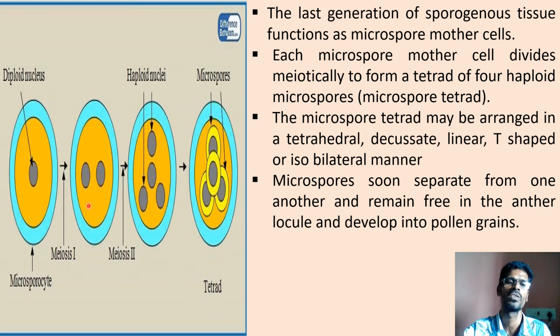Later through meiosis 2, these two nuclei divide into 4 haploid microspores. So from one microspore mother cell, we get 4 microspores. The microspores may be known as a tetrad, and they are arranged in a tetrahedral, decussate, linear, T-shaped or isobilateral manner. Microspores soon separate from one another and remain free in the anther locules, and develop into the pollen grains inside the anther locule.